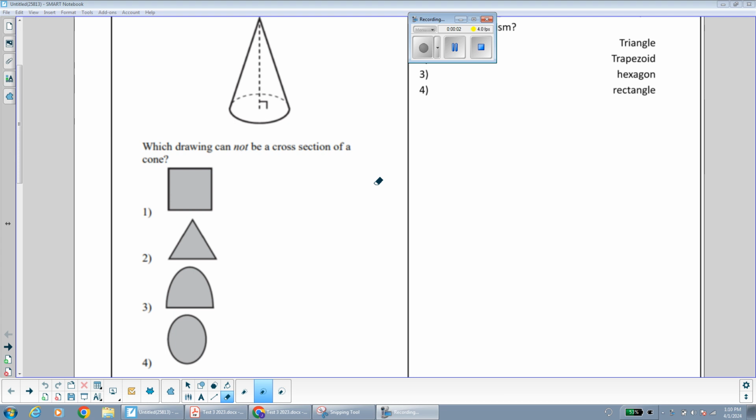For question number 1, the shape that cannot be a cross-section of a cone is number 1, the square. A triangle you can definitely get because, as you can see, the face is triangular on a cone. You can get this curved shape, as you can see. We can get it from the cone. And we can get an oval shape because that's what the base is. So answer choice 1 is the correct answer.